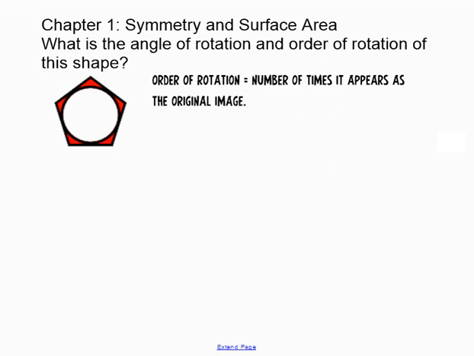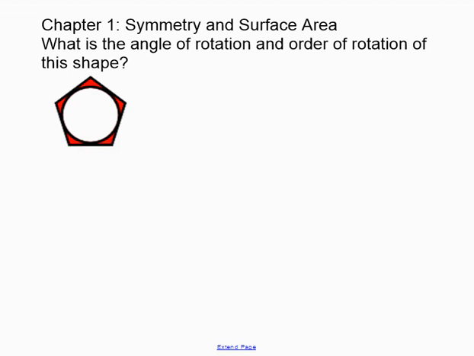Therefore, the order of rotation in this particular case is 5, because it appears as itself 5 times as you rotate it 360 degrees. The second part of that question says, what's the angle of rotation? The angle of rotation as a formula is defined as taking 360 degrees, or one rotation, dividing it by the order of rotation, and that will give you your angle of rotation.